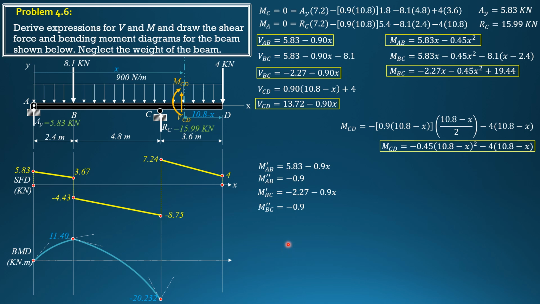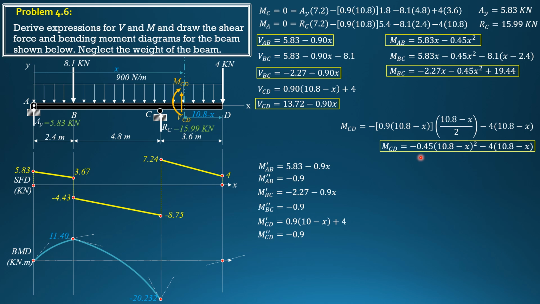And finally, for portion CD, substitute at C, 7.2, then you can have the same value of negative 20.232 here. Then when x is 10.8, of course, these two terms will be 0. So it ends up with 0. The initial slope is positive 7.24. The final slope is positive 4, almost sloping like that, lesser slope. So to connect them with a smooth curve, it is concave downward again, like that.